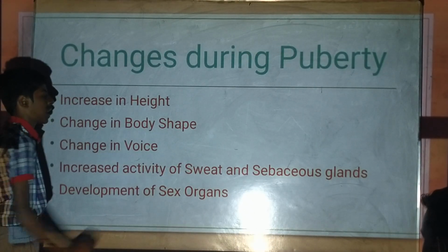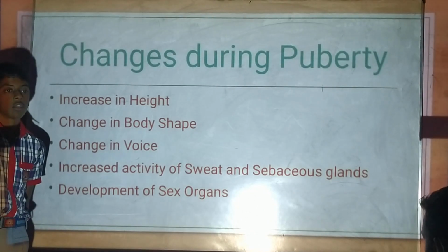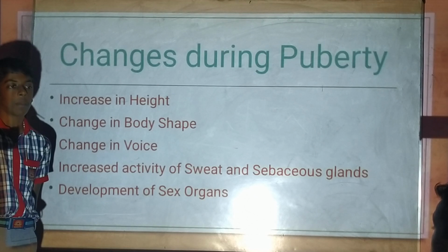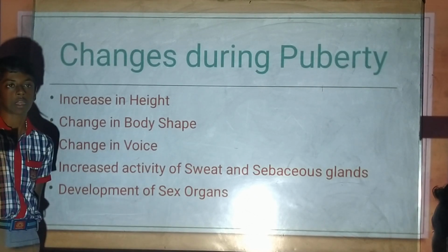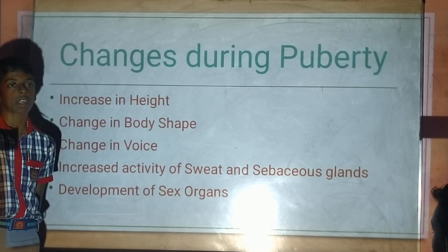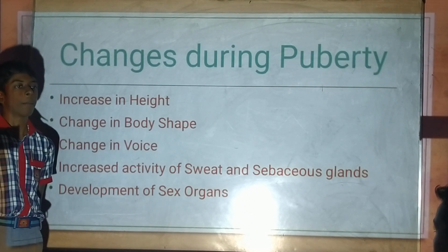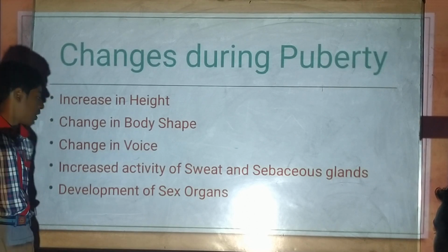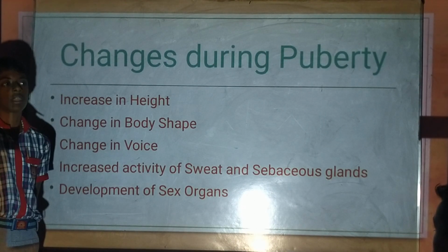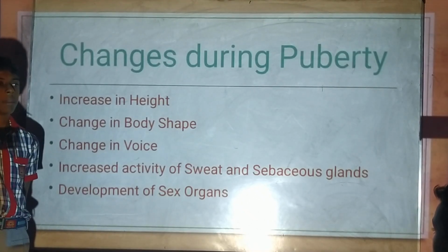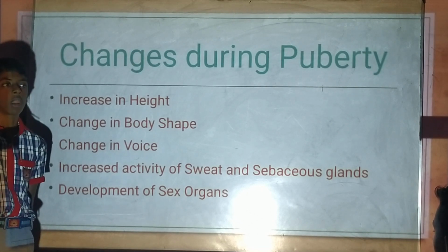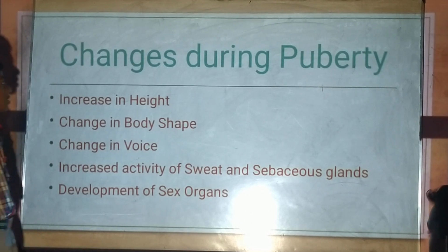Increased activity of sweat and sebaceous glands. During puberty, the sweat and sebaceous glands increase their secretions, which can lead to problems like acne and pimples on the face, etc. Development of sex organs. The testes begin to produce sperms, and the ovaries begin to mature and become enlarged.